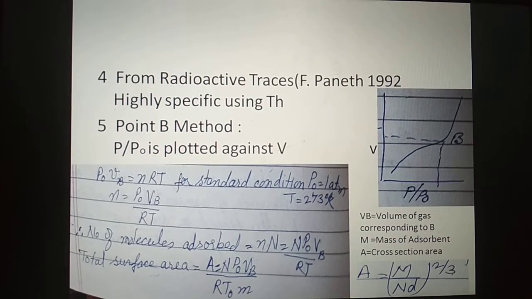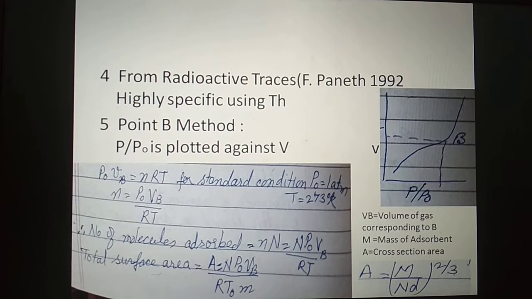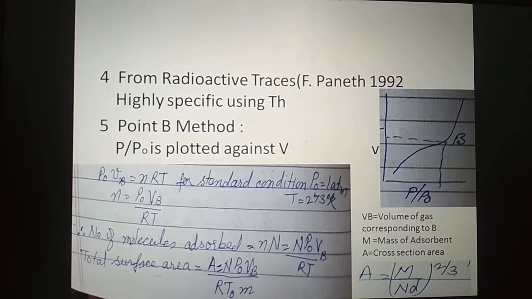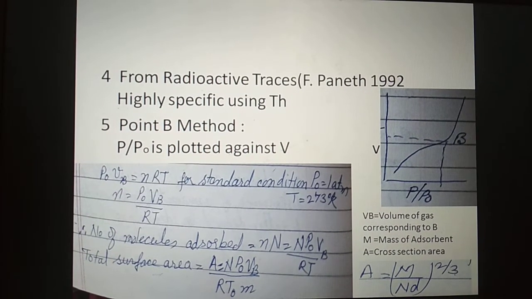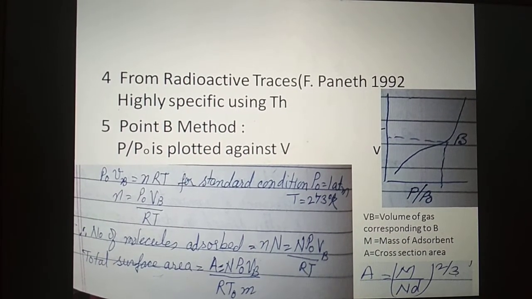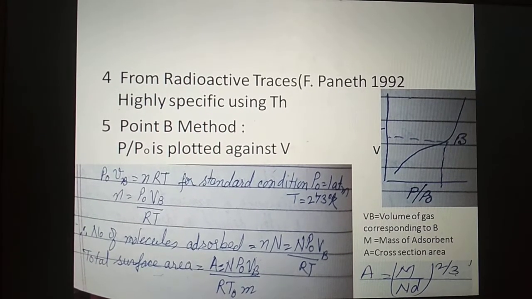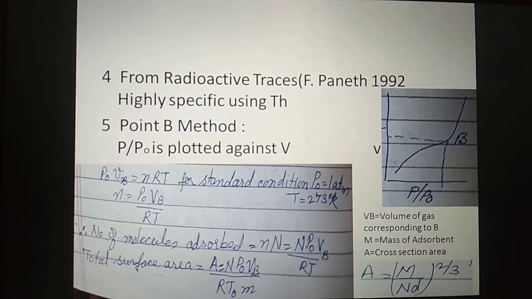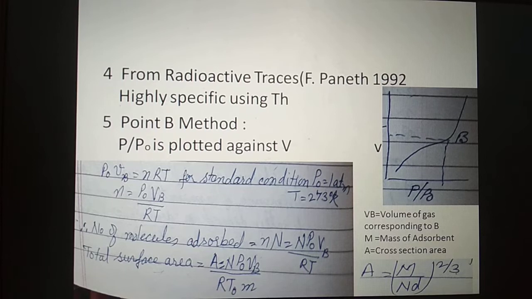The fifth method is point B method. P upon P0 is plotted against volume. B is the first inflection point in the curve corresponding to the condition when a unimolecular layer is formed.